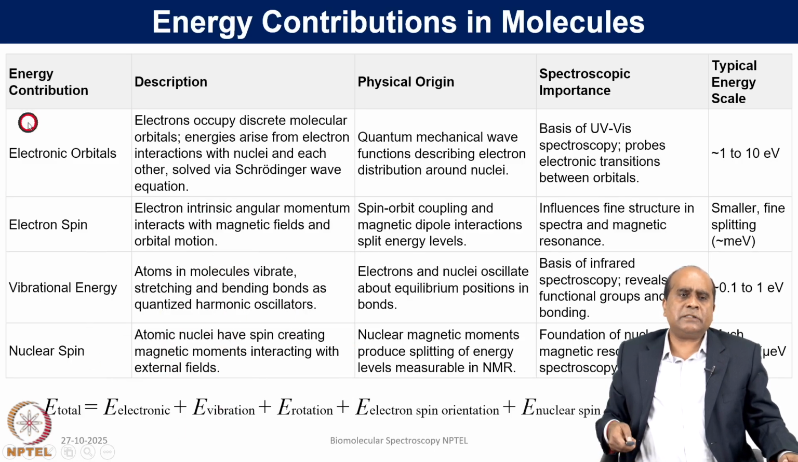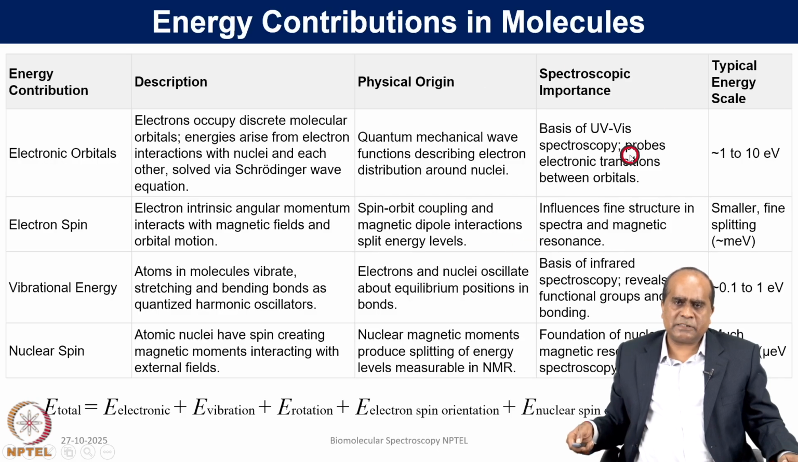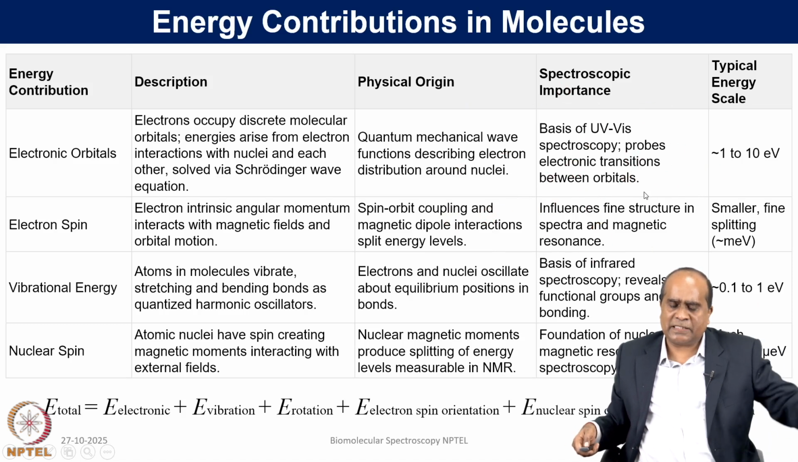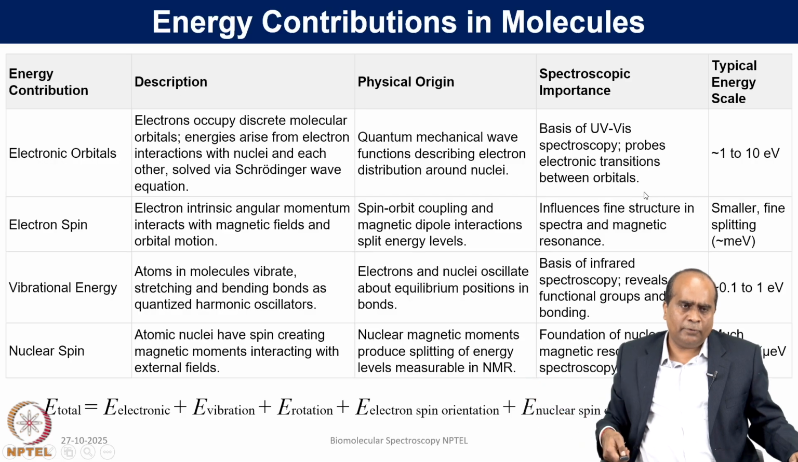What is the physical origin of electronic orbital? It is a quantum mechanical wave function that describes the electron, and we use this spectroscopy in the UV visible. We can use this as a probe for the transition happening between the ground state and the excited state, like in hemoglobin or chlorophyll.